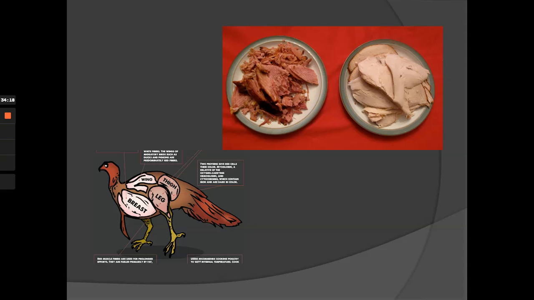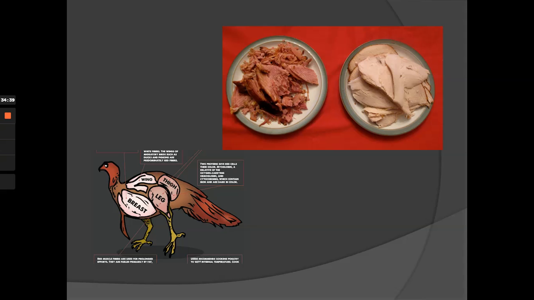And some people who like dark meat, when they taste white meat, they're like, yeah, this is bland. This doesn't really taste like anything. So everybody's going to have a different take on that, depending on their tastes. And so, talk about that at Thanksgiving.